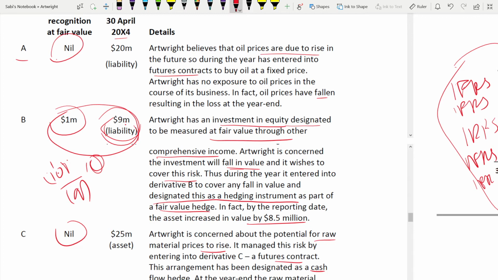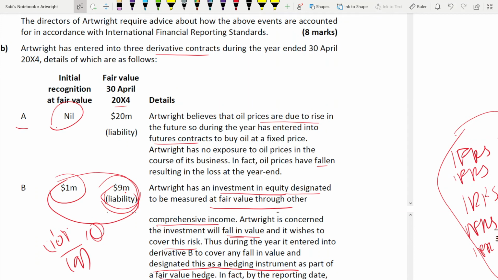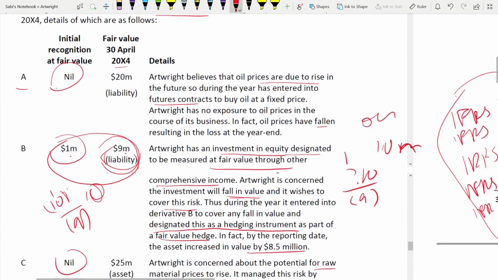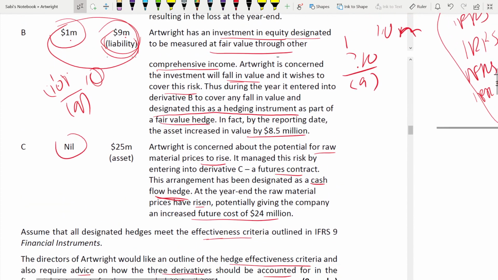And from OCI also, it will be a loss. Because from 1 million, it went to 9 million liability. So it's a loss. That means in OCI, you have recognized a 10 million loss. That's how you are getting it. Because it's 1 and this is a question mark which you have to find out, and this is minus 9 because it's a liability. So it has to be 10. That's how we are getting it. In other words, 1 minus 10 is minus 9. Like in this case, it's nil and then asset.